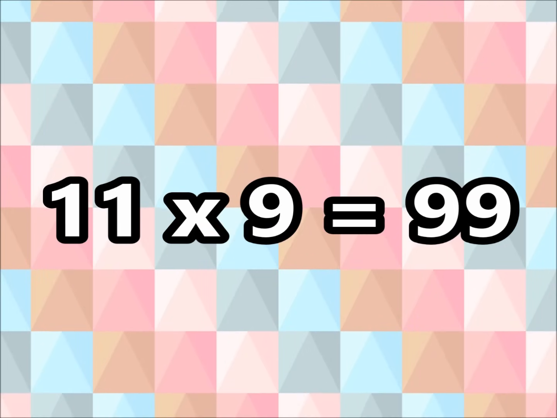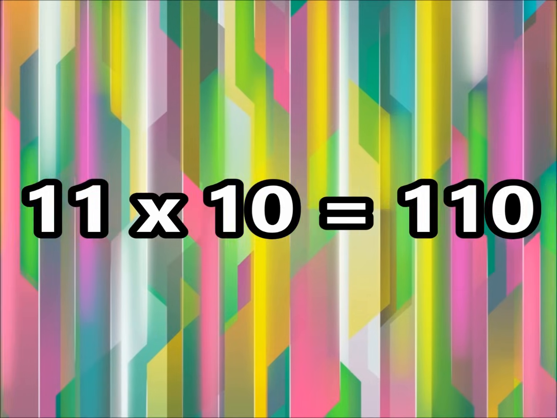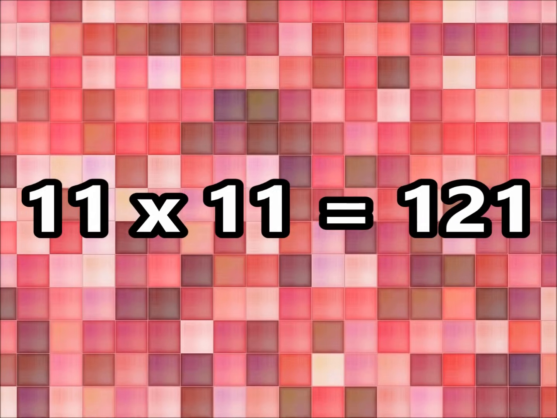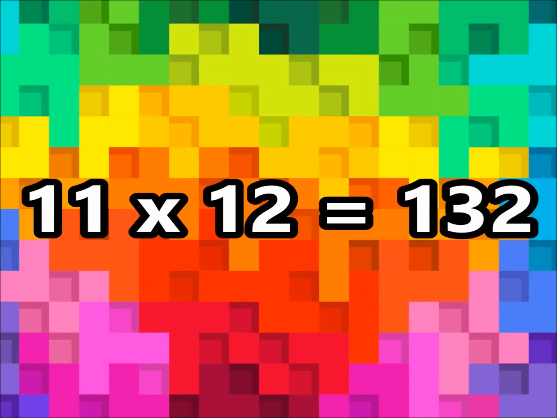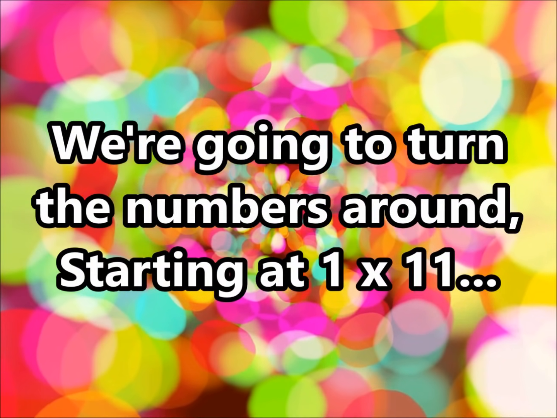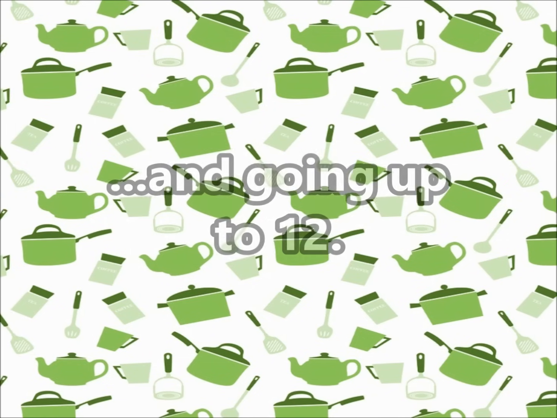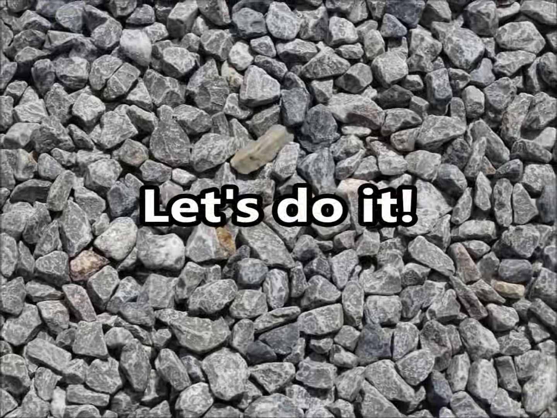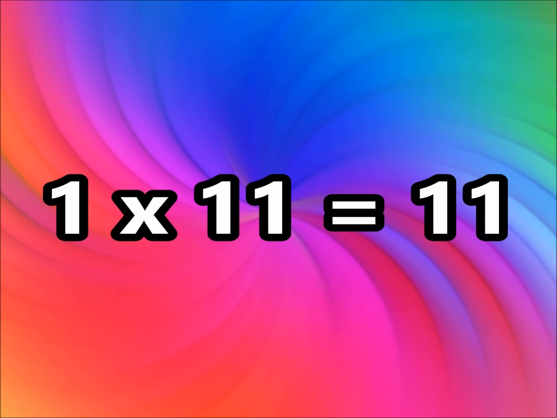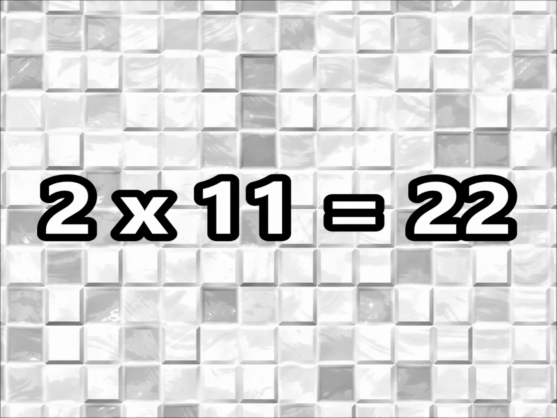11 times 9 is 99. 11 times 10 is 110. 11 times 11 is 121. 11 times 12 is 132. Okay, here we go, guys. We're going to turn the numbers around, starting at 1 times 11 and going up to 12. You ready? Let's do it. 1 times 11 is 11. 2 times 11 is 22.